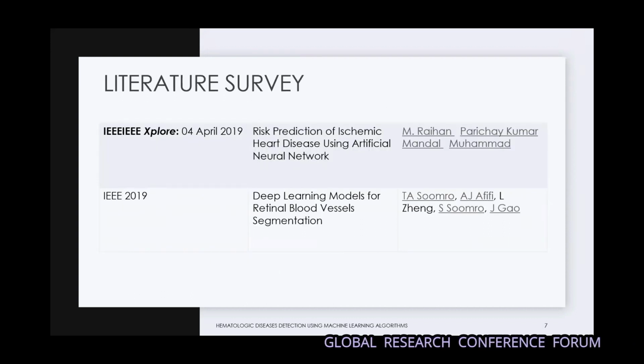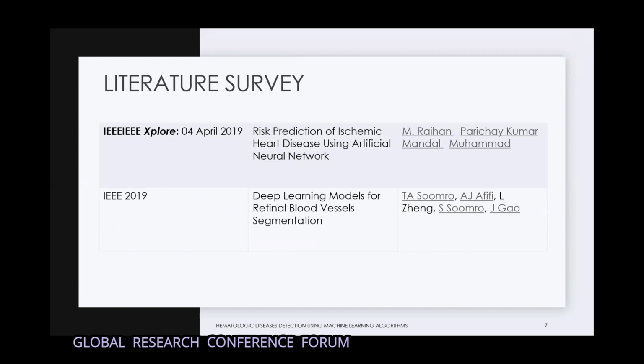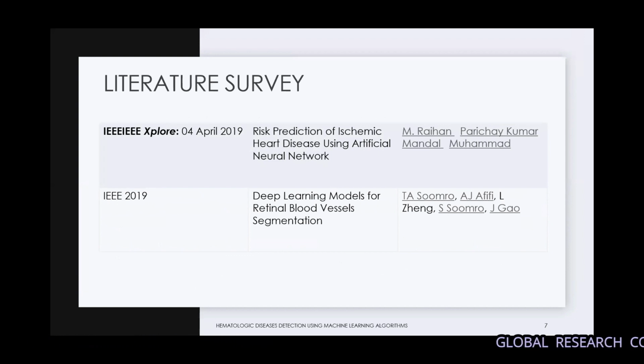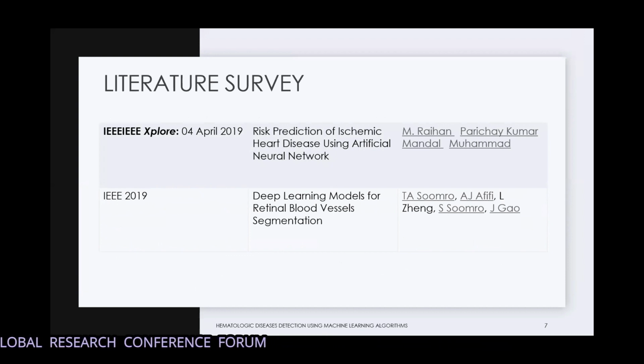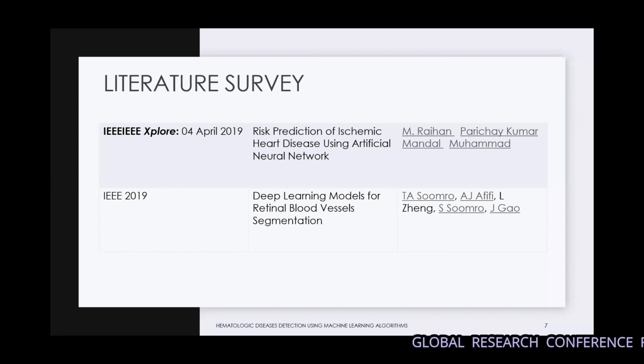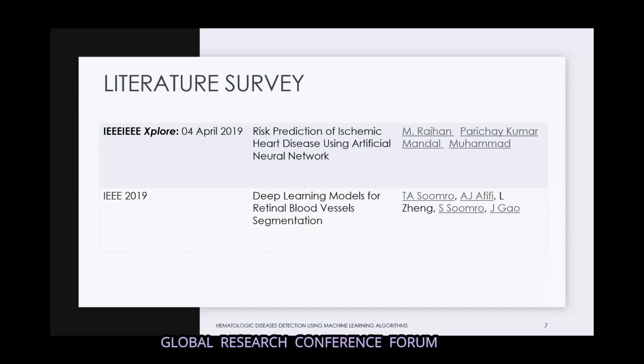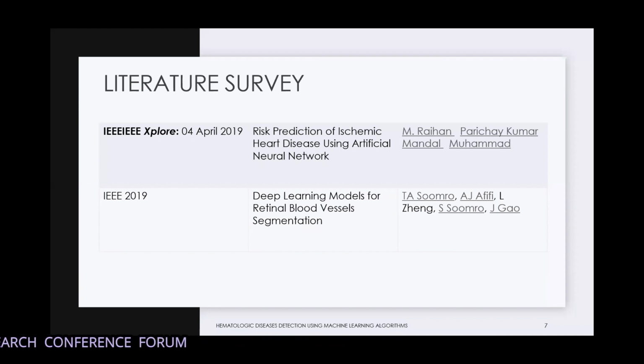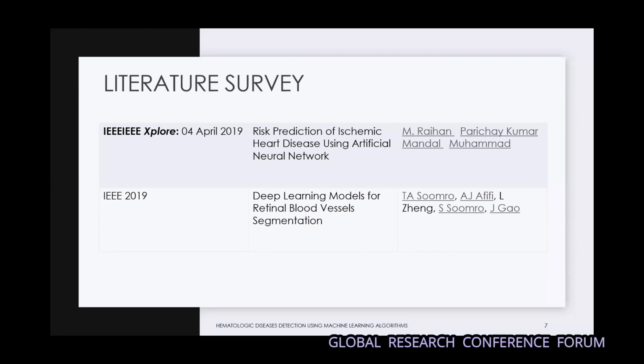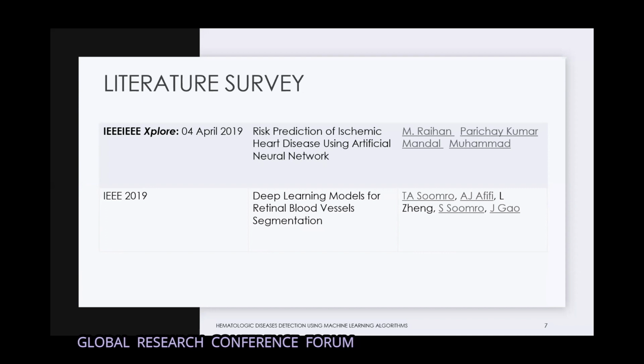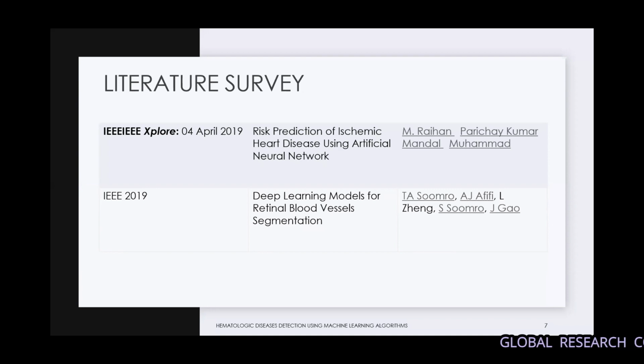So there are many studies in the field of machine learning techniques in disease detection, and few of them are interested in blood disease detection. In these two papers, the first one is risk detection of ischemic heart disease using artificial neural network, and the second one is deep learning models for retinal blood vessels segmentation. In this, they use machine learning algorithms based on blood test results.